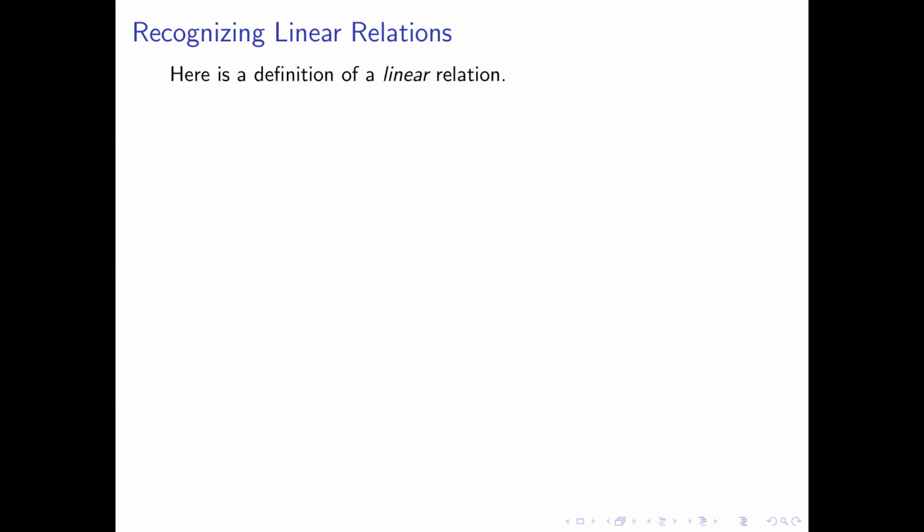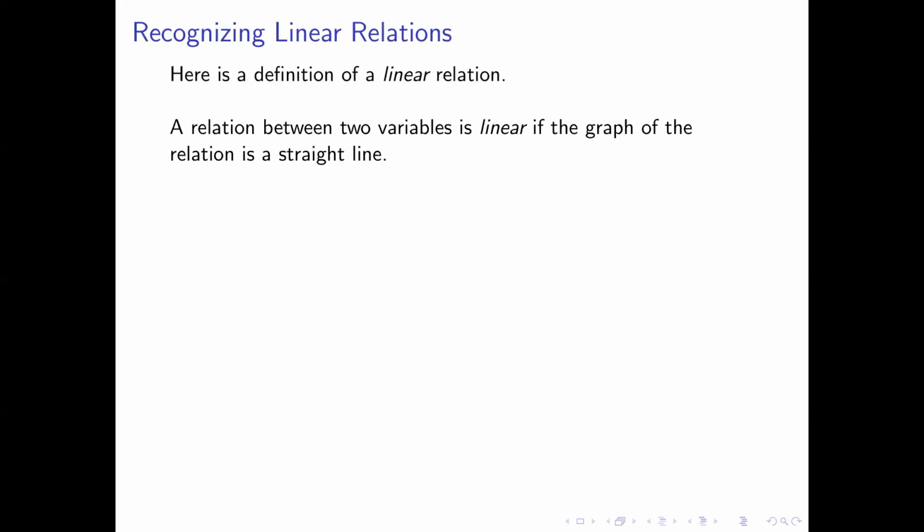We can define a linear relation, and we'll do this by using a graphical definition. We'll say that a relation between two variables or two quantities is linear if the graph of that relation, that is a graphical representation of it, is a straight line.